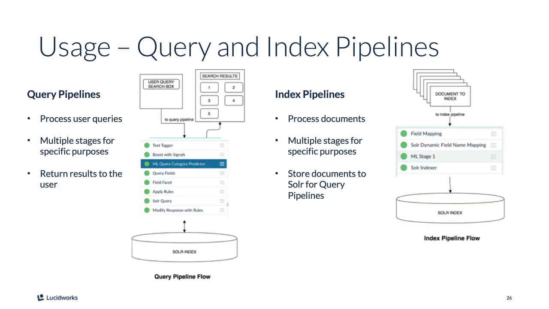Let's clear up the terms query and index pipelines. A query pipeline in Fusion is a set of stages that processes user queries and returns the results back to the user. An index pipeline is a set of stages that processes an incoming document and stores it for future searches. The documents can be anything ranging from PDFs to web pages to product catalogs.